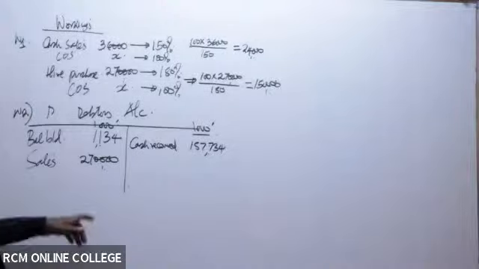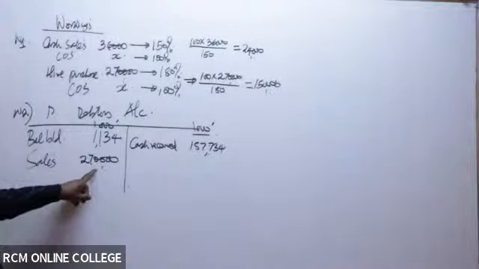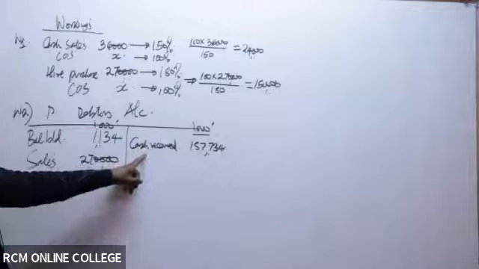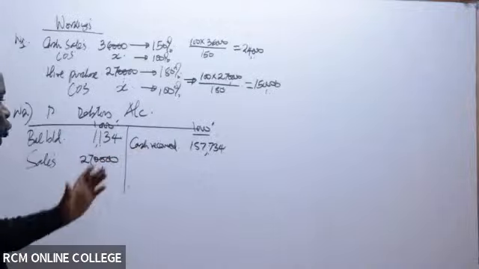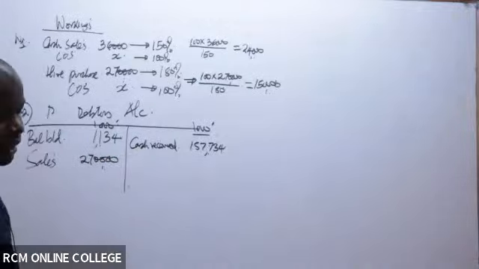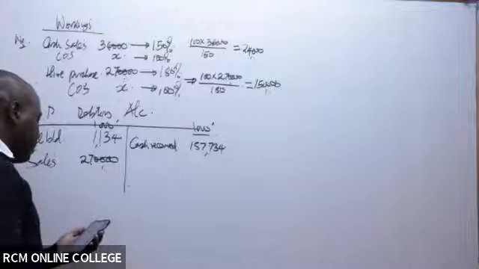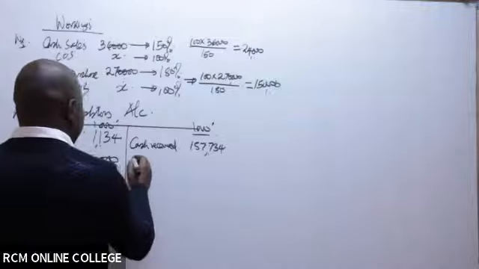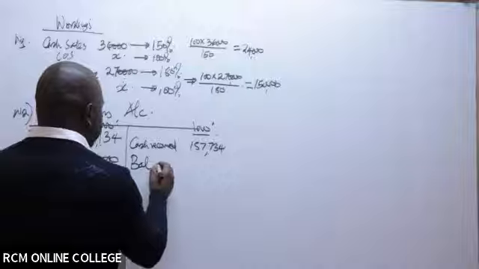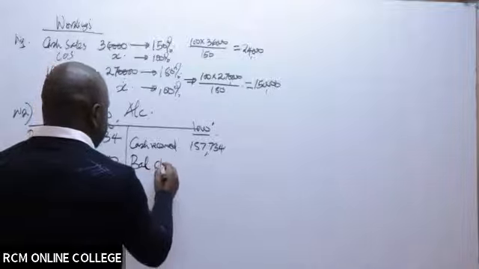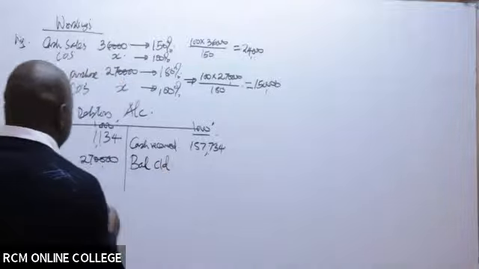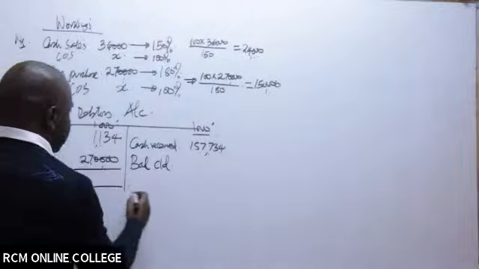So we made sales to them worth 270. This one is additional information. This one is in the trial balance. What you've already been able to recover from them during the year is 157,734. So by the time we are coming to the end of the year, what amount will we actually be claiming from these debtors, the hire purchase debtors?